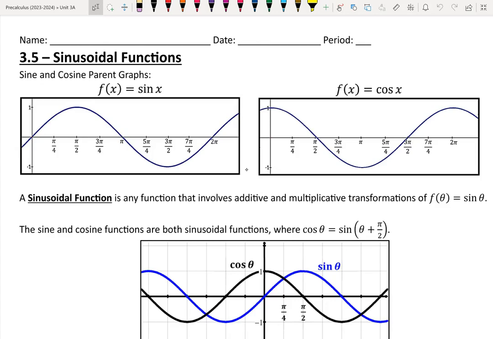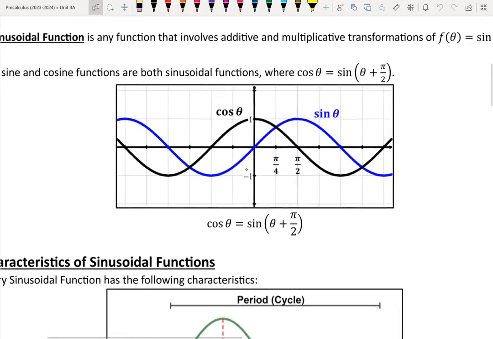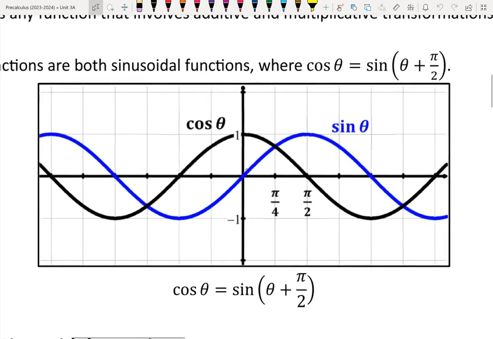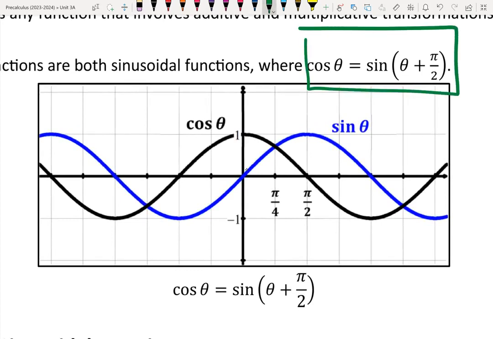So it actually ends up that cosine is a sinusoidal function. It's the graph of sine just shifted horizontally, and that's what we're going to be looking at here, is that both sine and cosine are sinusoidal functions, where cosine can be written as sine with a horizontal shift. And we can see that right here. We're saying cosine is equal to sine of theta plus pi over 2.